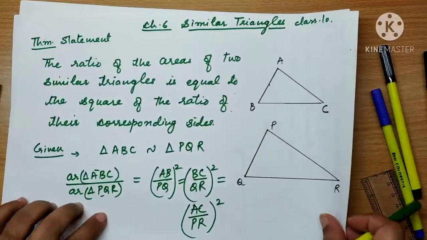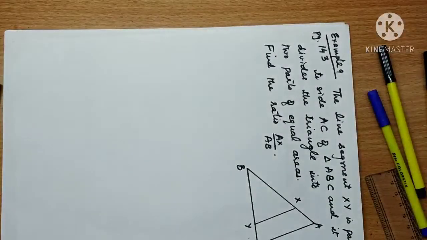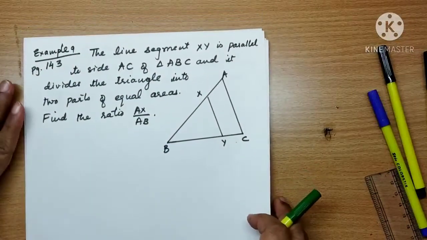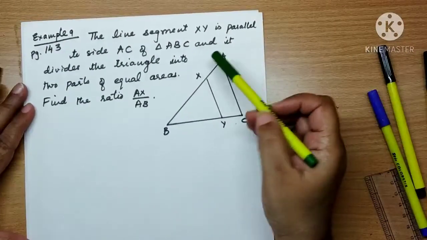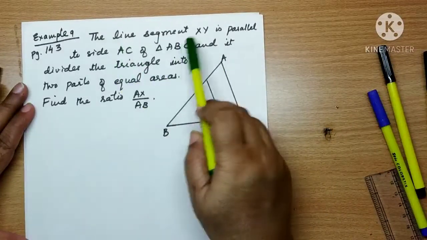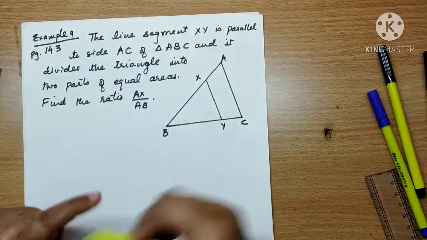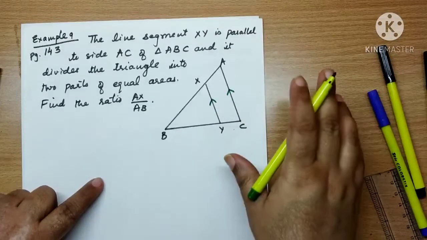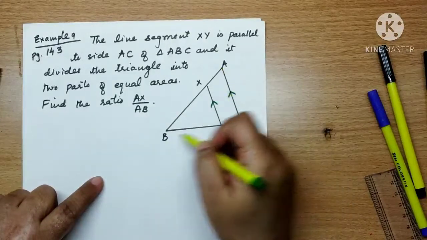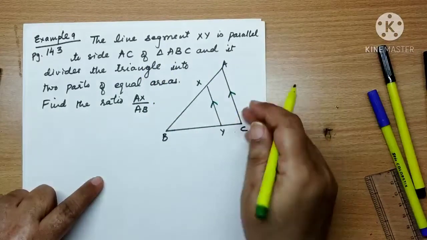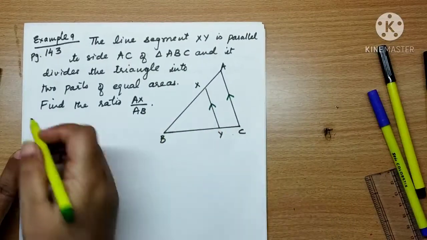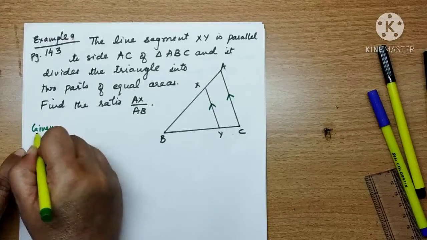Now before the exercise, let us start with the solved example. There is one solved example, example number 9, page 143, which I am discussing right now. The example says the line segment XY is parallel to the side AC. Children, always remember in geometry, whenever you read a question, it's important to make your figure readable. Whatever is given, try to mark it in your figure also. Do write given and to prove, so that you don't have to go back to the question again and again.